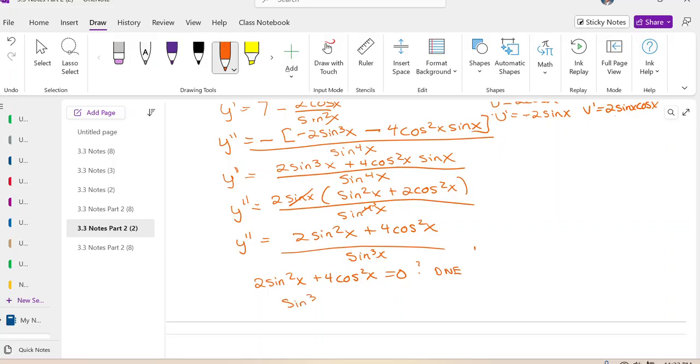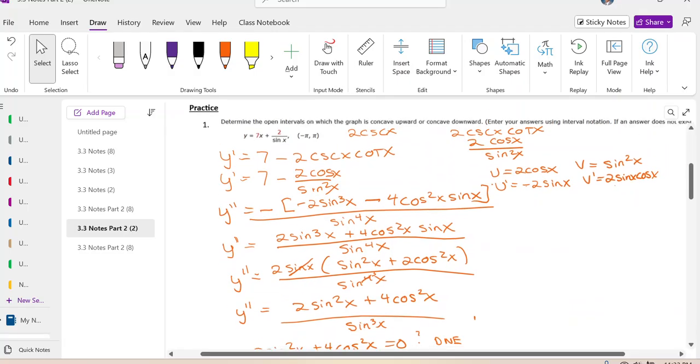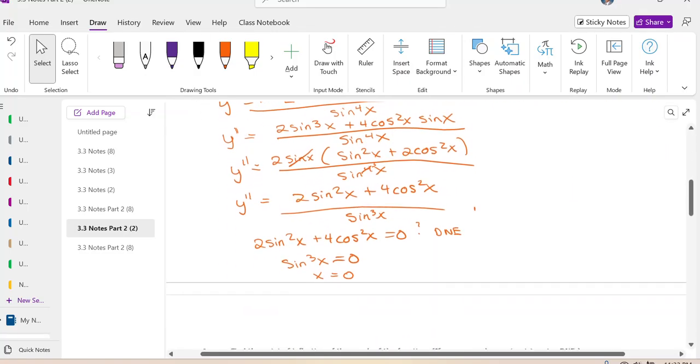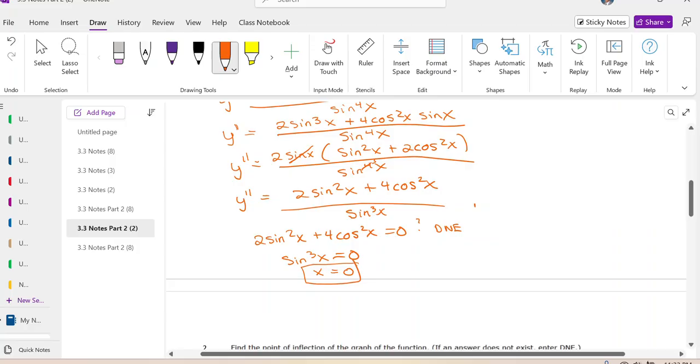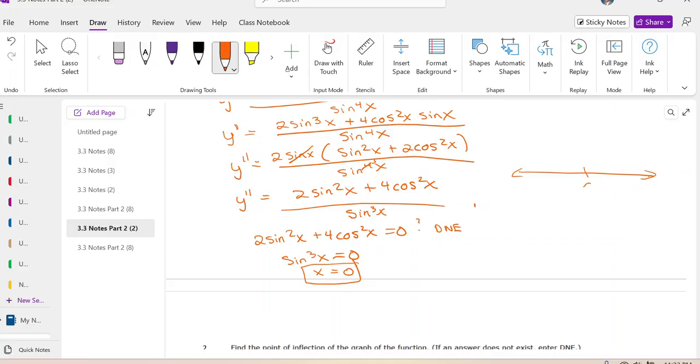Sine to the third equals 0. Well, that is when, between negative pi and pi, x equals 0, right? It would be 0, pi or negative pi, but 0 is the only one between that interval. So the only critical number here is 0, between negative pi and pi. So now we're going to pick negative pi over 2 and positive pi over 2 to go between these intervals.